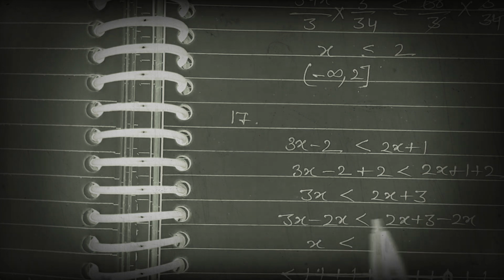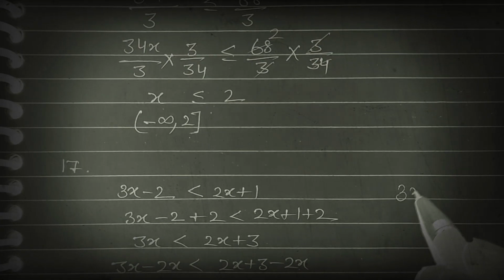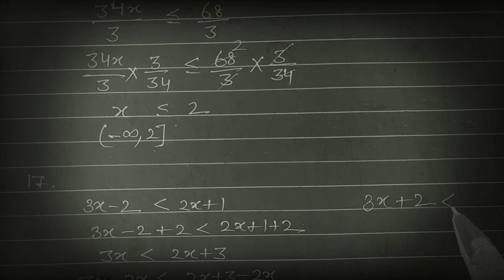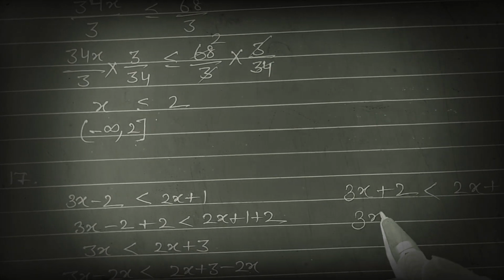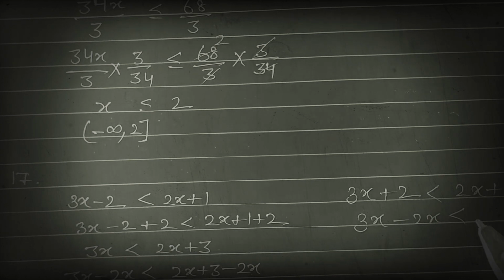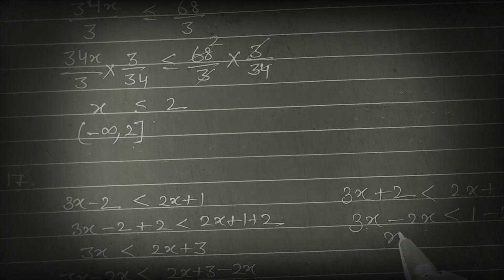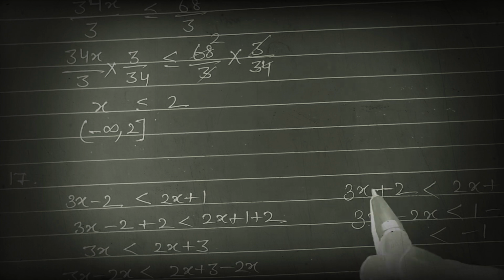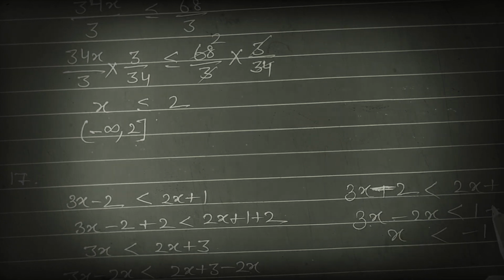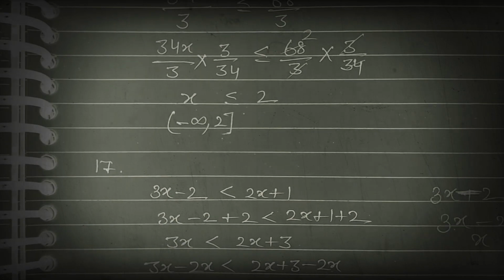Then we will subtract 2x from both sides, 2x cancels here, so it is x less than 3. Or you can do it the simple way: 3x plus 2 is less than 2x plus 1. Take the x terms on one side, 3x minus 2x, and here 1 minus 2. Is it clear? So 3x minus 2x is x, and 1 minus 2 is minus 1. It is minus 2 here, so it will add, so it is 3. So x is less than 3 here. x is less than 3.